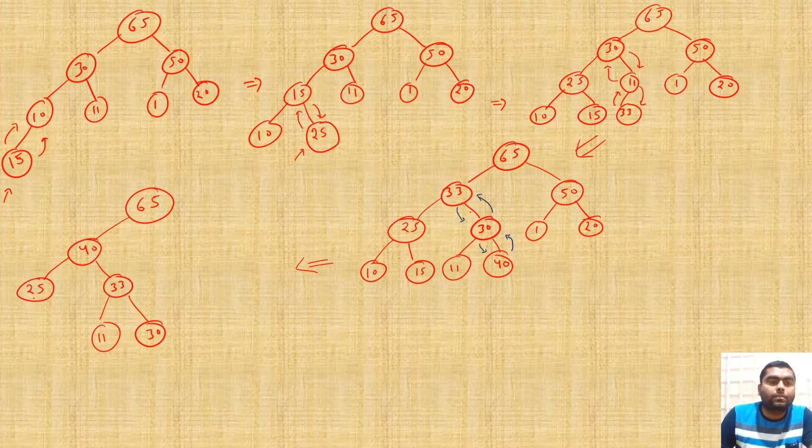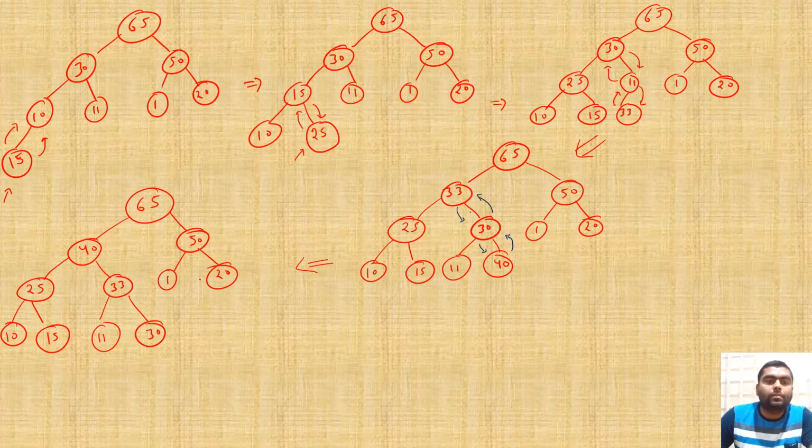So it is 25 and 10 and 15. And right of 65 is what? Same, no change. So it is 50 and left is 1 and 20. So it is 1 and it is what? 20. Okay, finally you can check that this is the final max heap.